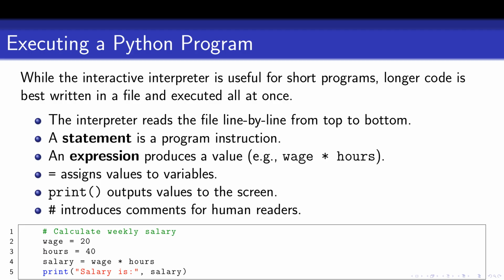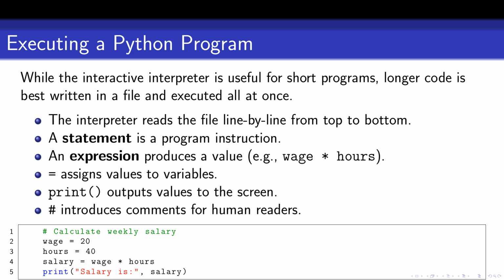Now, while the interactive interpreter is useful for trying things out, it's not great for writing full programs. That's where creating Python files comes in. Instead of typing one line at a time, you write a full program in a .py file and run it all at once. The Python interpreter reads the file line by line, from top to bottom, executing each instruction in order. In the example shown here, we're calculating a weekly salary. The program starts with a comment to describe what it does. Then we define the wage and hours variables, multiply them, and print the result.